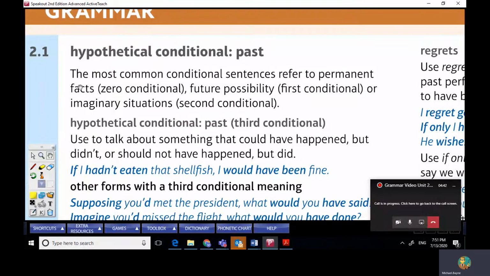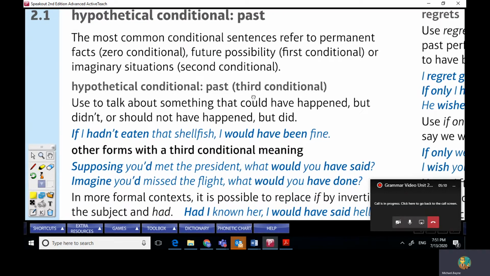Okay, so in this grammar video, we're going to cover the hypothetical conditional, the past hypothetical conditional. As you know, there are lots of different types of conditional sentences. We have zero conditional, which typically talks about permanent facts. We have first conditional, which typically talks about future possibility. And we have second conditional, which is typically used for imaginary situations. This lesson focuses on the third conditional, which is called the hypothetical conditional past.